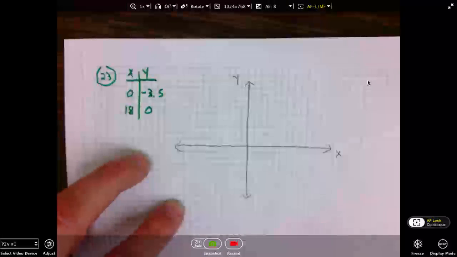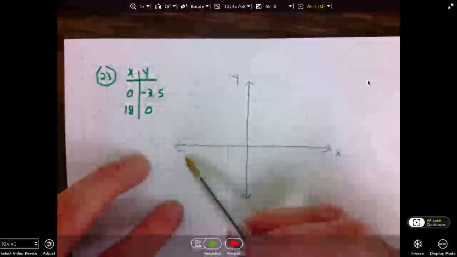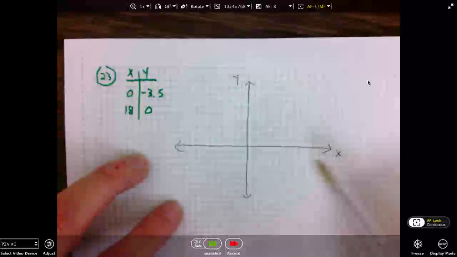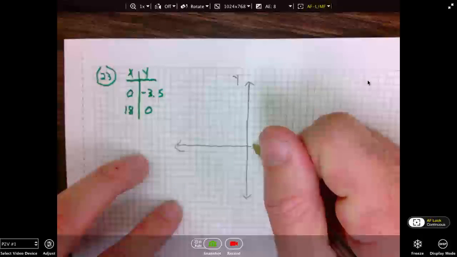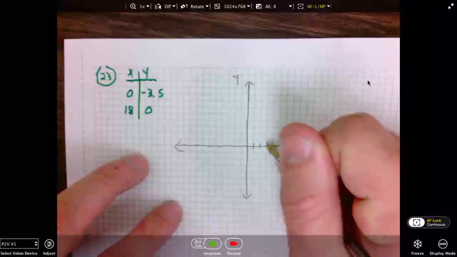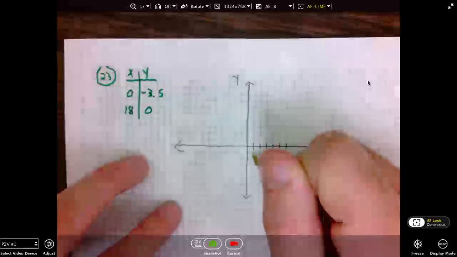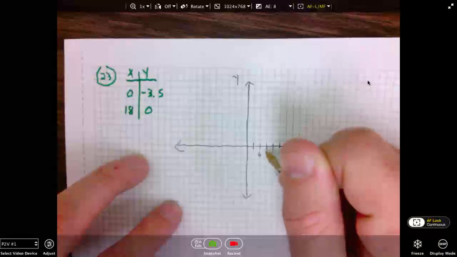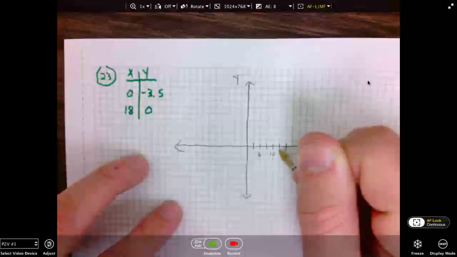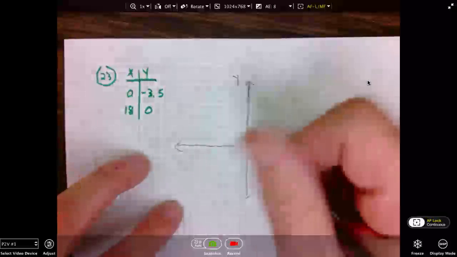X-axis, y-axis. All right, in this case we need to get up to 18 in the x direction, and you can make your scale anything you want. In this case, I'm going to count by 3s in the x direction. So 3, 6, 9, 12, 15, 18. In the y direction, I'll count by 1s.